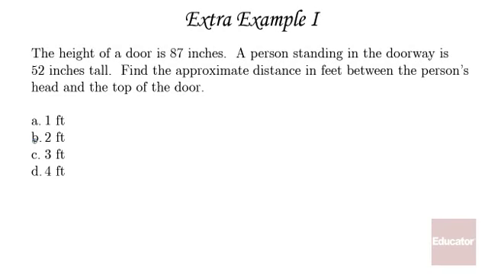Let's try another example. The height of a door is 87 inches. A person standing in the doorway is 52 inches tall. Find the approximate distance in feet between the person's head and the top of the door. So they're telling us approximate. So that means I'm going to take 87 and make it about 90, and I'm going to take 52 and make it about 50. And that leaves me with about 40 inches.